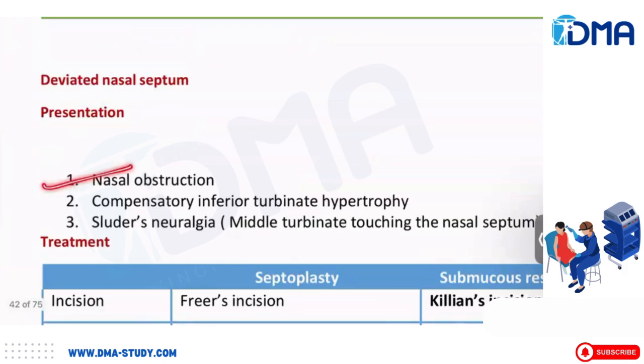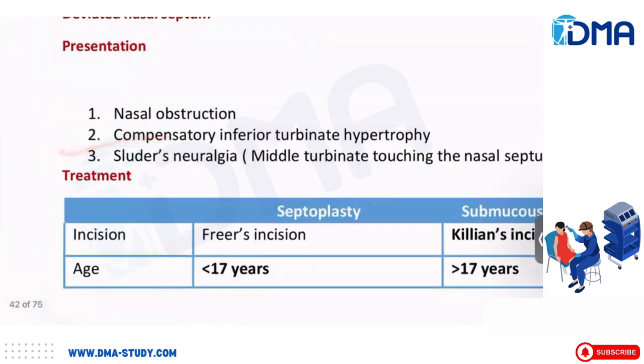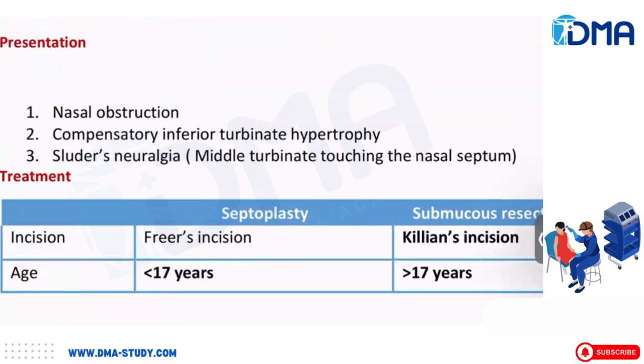Next disease topic is deviated nasal septum. Presentation will be nasal obstruction, compensatory inferior turbinate hypertrophy, or Sluder's neuralgia. See, the nose has been deviated, that part is obstructed. The opposite part, due to overusage, will go for compensatory inferior turbinate hypertrophy. That will also cause bilateral nasal obstruction. The third one is, if the middle turbinate is constantly pressing over the nasal septal spur, it will cause contact point headache called Sluder's neuralgia or anterior ethmoidal neuralgia.